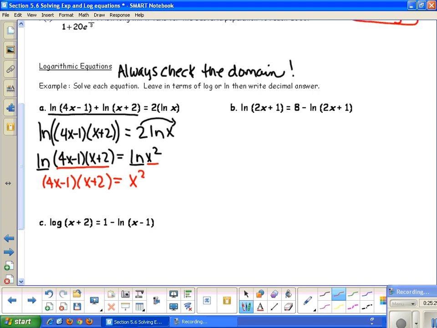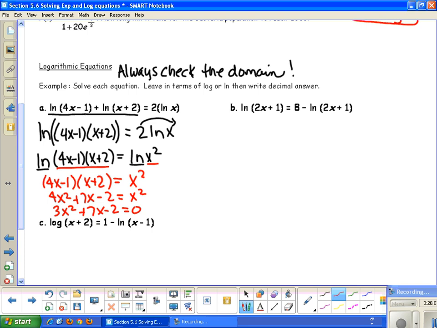Of course, in order to solve this, I'm going to have to FOIL or box out the 4x minus 1 times x plus 2. When we do that, we get 4x squared plus 7x minus 2 equals x squared. Since this is a quadratic equation, we've learned how to solve these for x. There are many different ways you can solve: you can use the quadratic formula, or you can factor. I'm going to first set it equal to 0 by subtracting x squared from both sides. When you subtract the x squared, you get 3x squared plus 7x minus 2 equals 0.